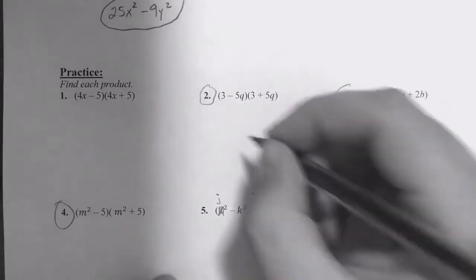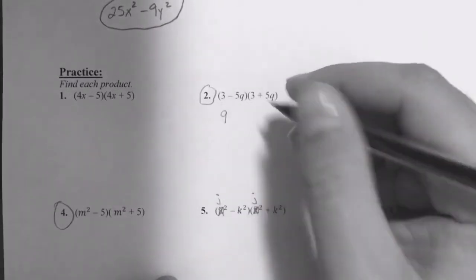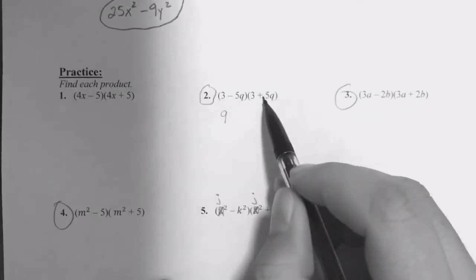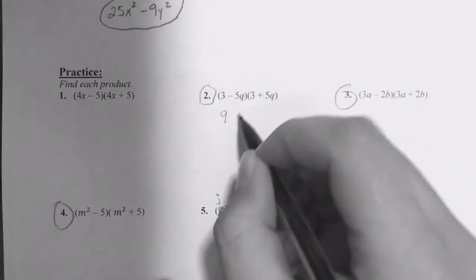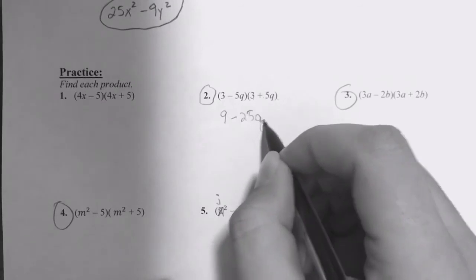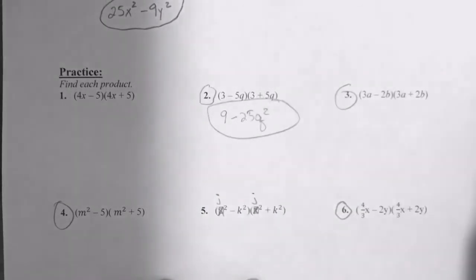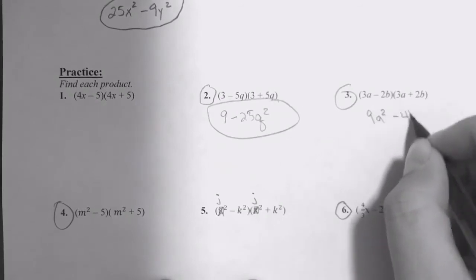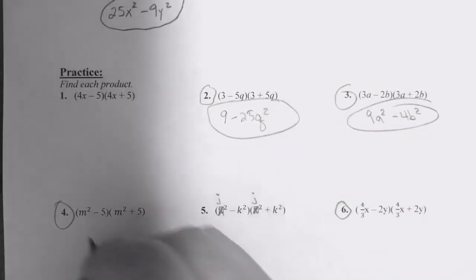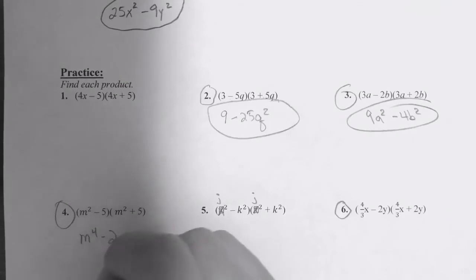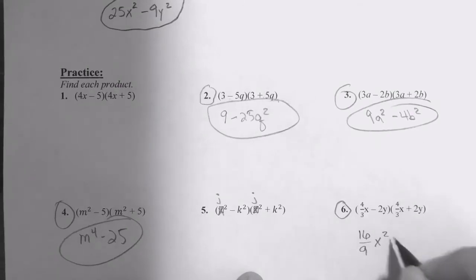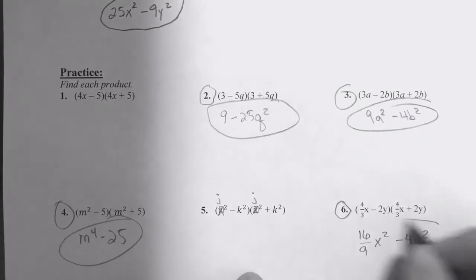All right, number 2. So we got 9. And then I'm going to go ahead and do the shortcut method because I recognize that they're the same, just opposite signs. So 3 times 3 is 9 minus 25q squared. Same with this one: 9a squared minus 4b squared. Same with this one: m to the 4th minus 25. And this one right here is 16/9 x squared minus 4y squared.